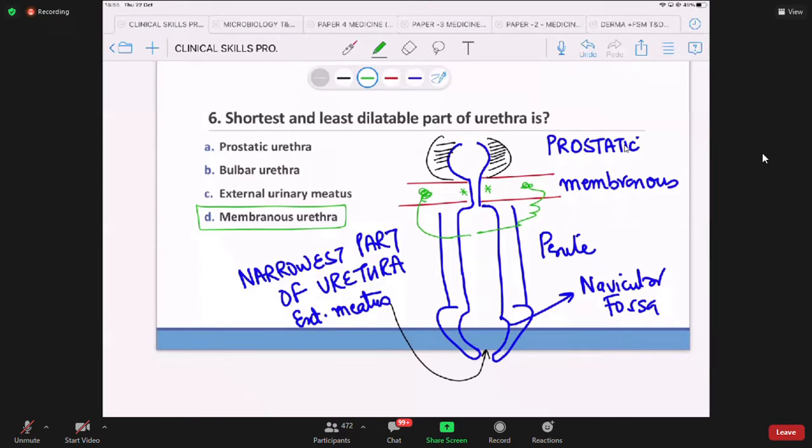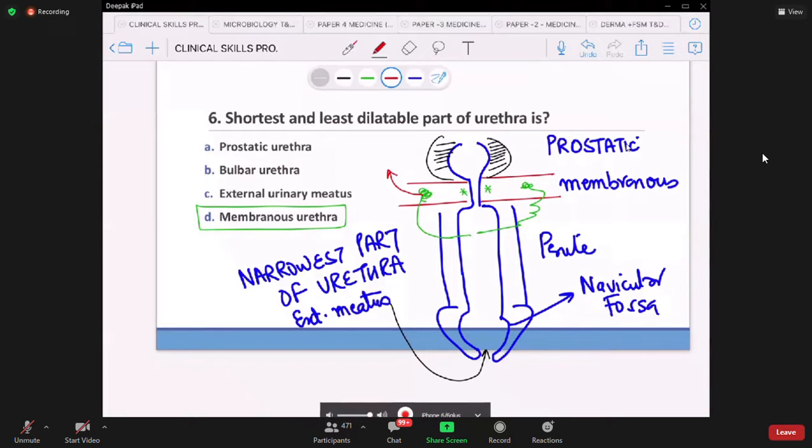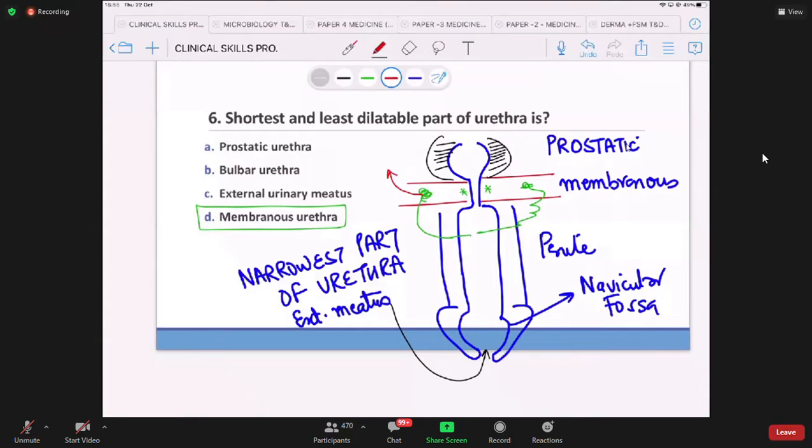In contrast, they can also give you a surface marking. Like I have shown this gland here, this green color gland. Can you tell me the name of this gland, guys? This gland opens in the penile urethra. It is present in the area of the membranous urethra, in the pelvic diaphragm, but it opens in the penile urethra. The gland would be called Cowper's gland.